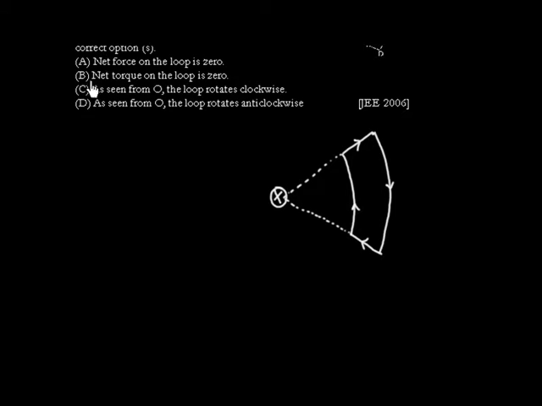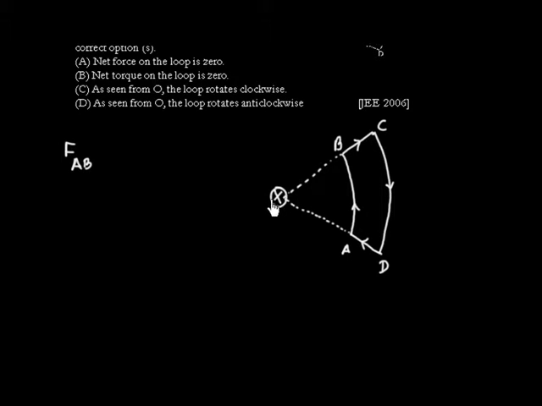So let us calculate the total force. We will calculate force part by part. This is your part A, this is part B, this is C, this is D. Now let us calculate the force on AB.